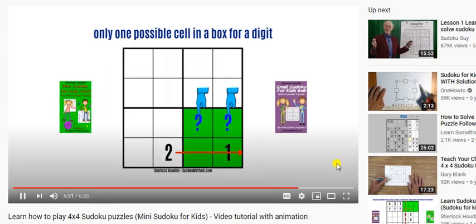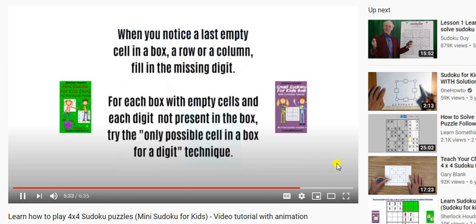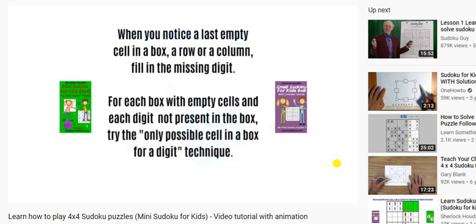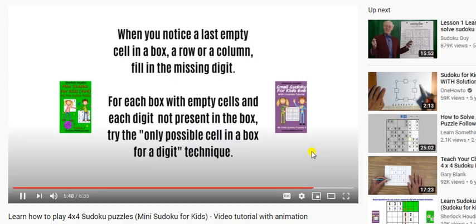We check another digit or box. There is no mandatory order to apply these techniques. Whenever you notice a last empty cell in a box, in a row, or in a column, enter directly the missing digit. For each box with empty cells and each digit not present in the box, try the only possible cell in a box for a digit technique.